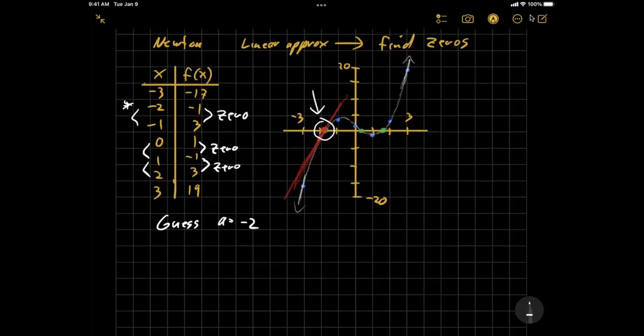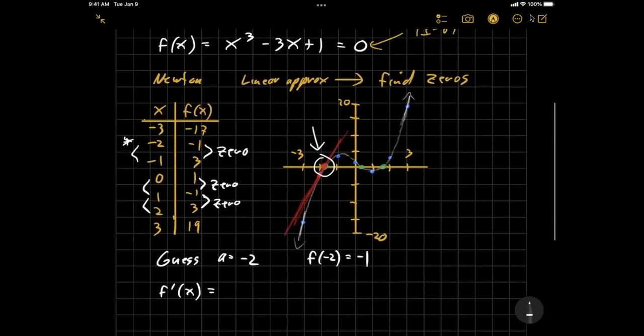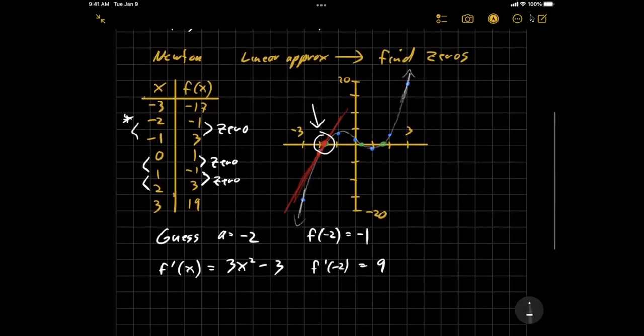The first thing we need to do is we already know that f of -2 from the t-table up above is -1. So now we need to find f prime of x. Given that f of x was this cubic function, the derivative is 3x squared minus 3. The derivative evaluated at -2 is just equal to 9. So it's a very steep slope right there at x equals -2.